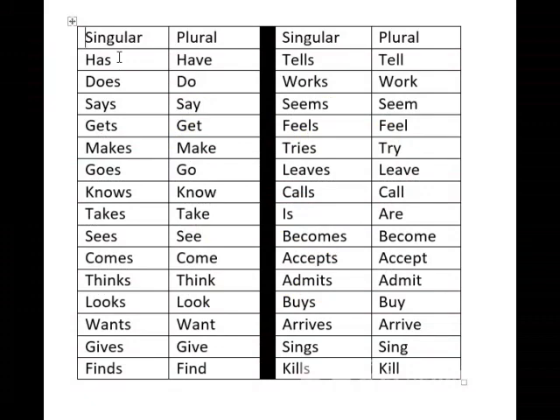Here we have 30 verbs in their singular and plural forms. We have has as a singular verb. To make it plural, it becomes have. Does, singular. Do, plural. Says, singular. Say, plural. Gets, singular. Get, plural. Makes, singular. Make, plural. Goes, singular. Go, plural. Knows, singular. Know, plural.